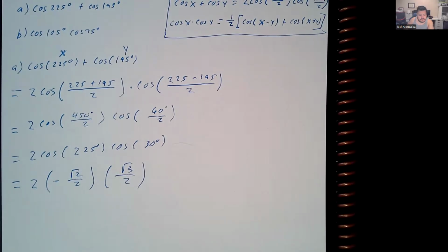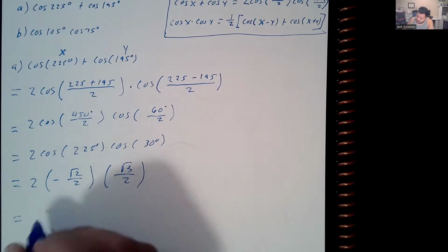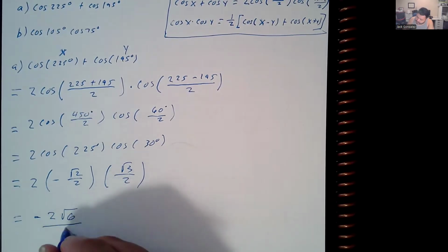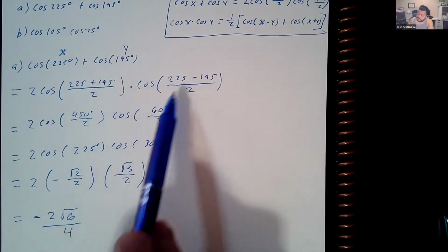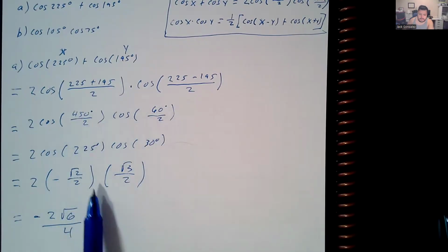Okay, so now multiply this together. Square root 2 times square root 3. That'll be negative 2 square root 6 over 4, which reduces to negative square root 6 over 2. And that's it. Now let's do part B. So we use the formula to add them up, did some basic addition and division, got to here.